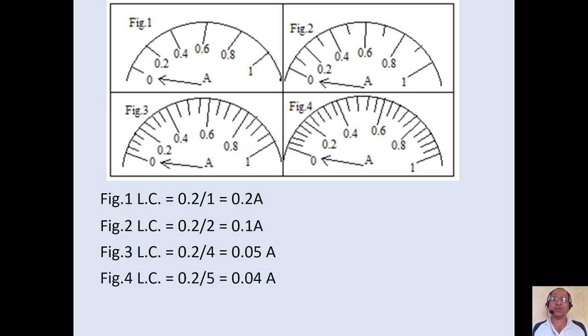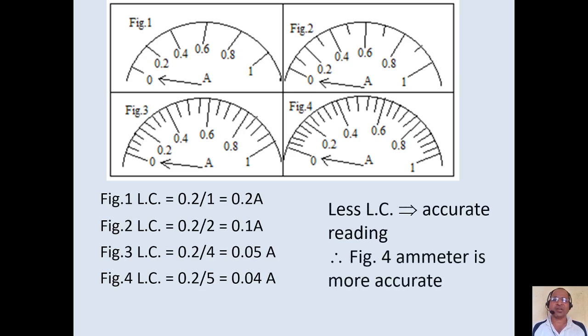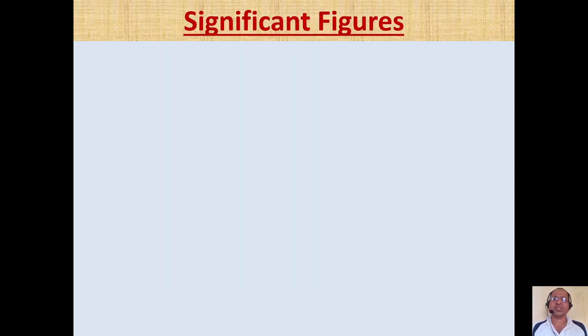Out of the 4 ammeters, we have already seen that the less the least count, the more accurate the reading. So we say that the figure 4 ammeter is more accurate because its least count is very less as compared to the figure 1, figure 2 and figure 3 ammeters. With this information, let us start with significant figures.